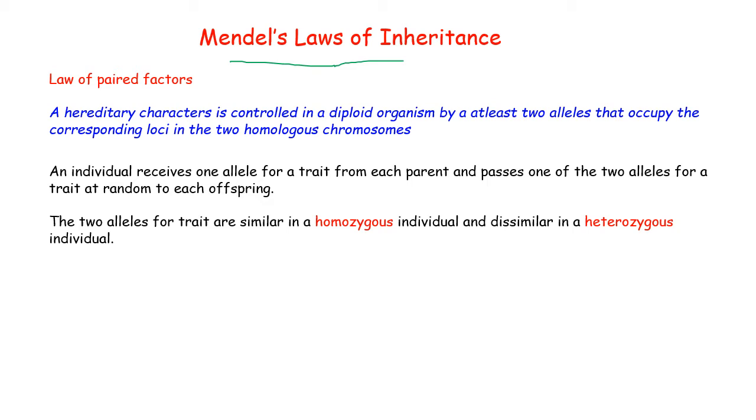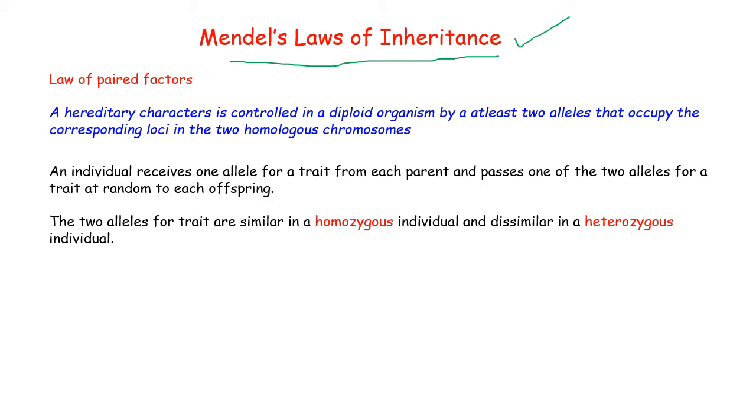Now we move to Mendel's laws of inheritance. Based on the experiments that Mendel carried out on pea plants, he put forward different laws of inheritance. The first two laws, the law of paired factors and the law of dominance, are not universally true. They apply in some instances and in other instances they do not apply. The two main laws, the first law, the law of segregation, and the second law, the law of independent assortment, are universally acceptable and they are the main laws of inheritance.